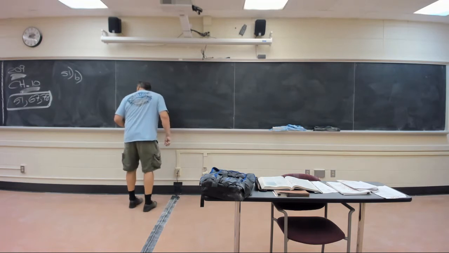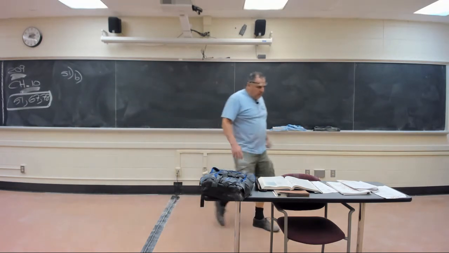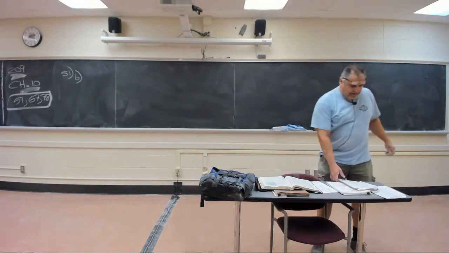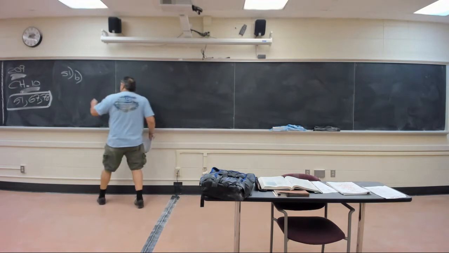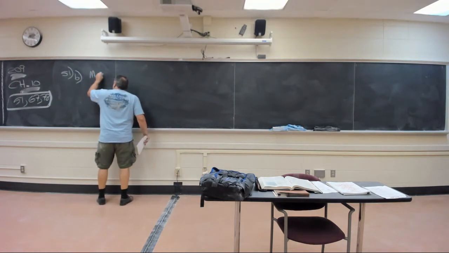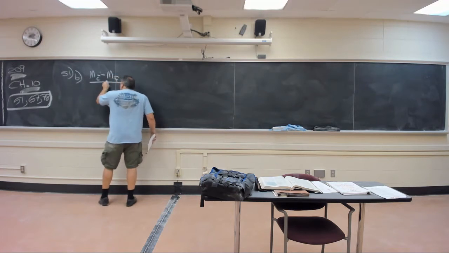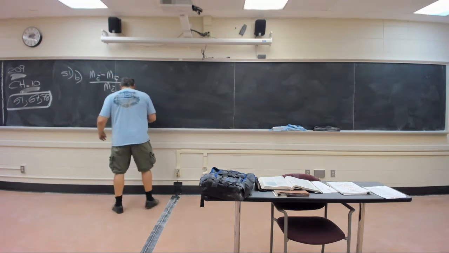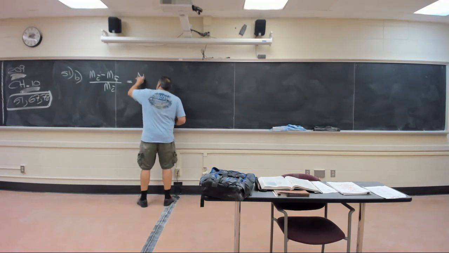Okay. Let's see what we could say here. They're asking here, what is delta M? Well, then we say that MI minus MF is delta M over MI here, that's delta M over MI.